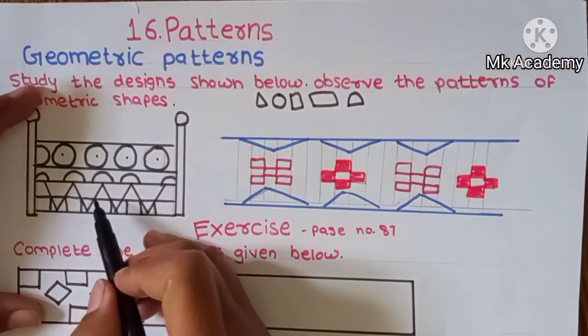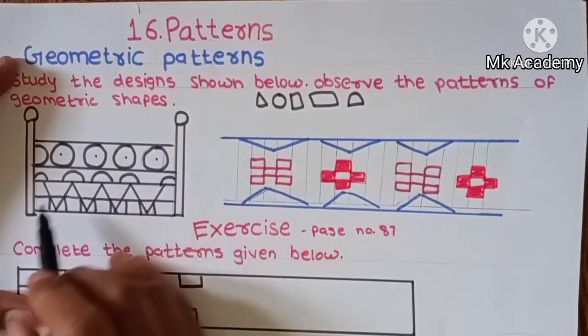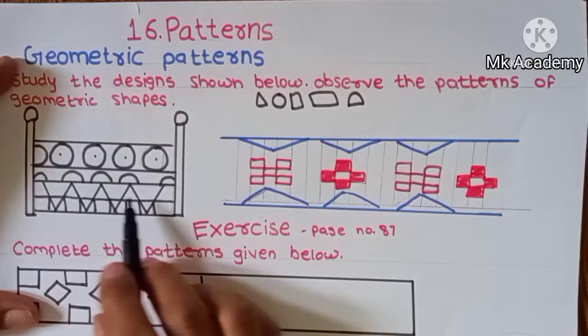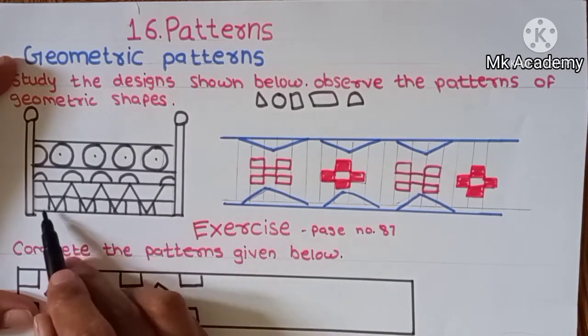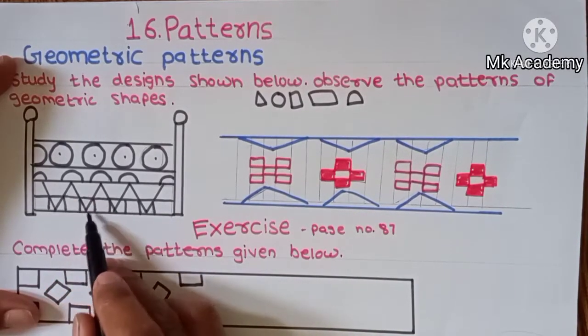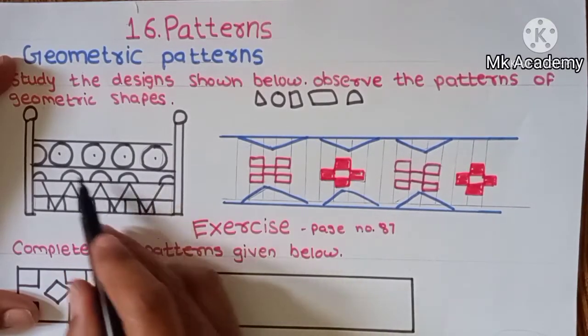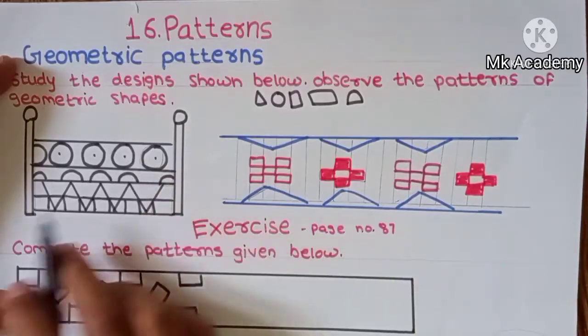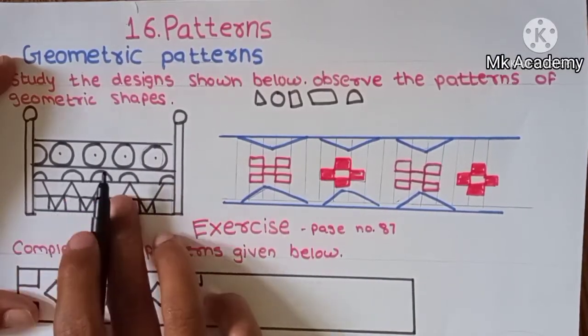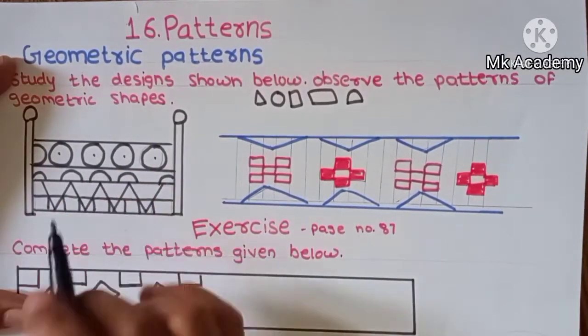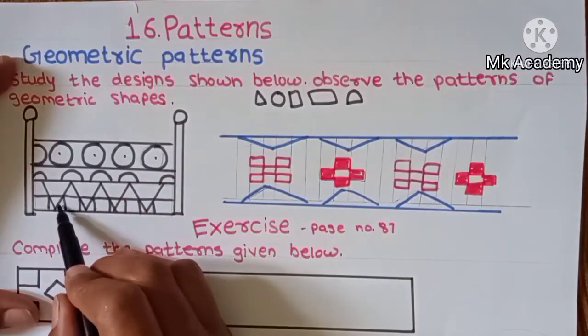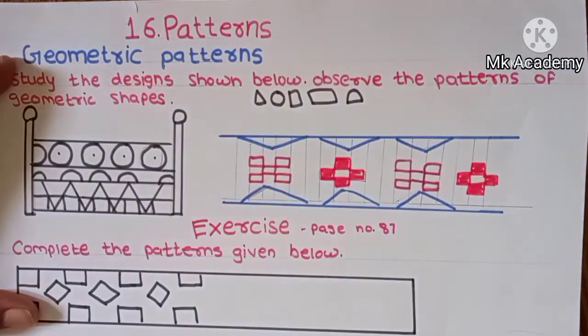Now see the first diagram. In this first example, we have used a triangle, then a half circle, then a circle. This is a picture of a gate. In this picture there are geometrical shapes: triangle, half circle and circle.